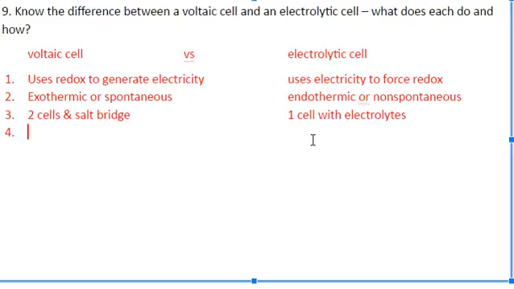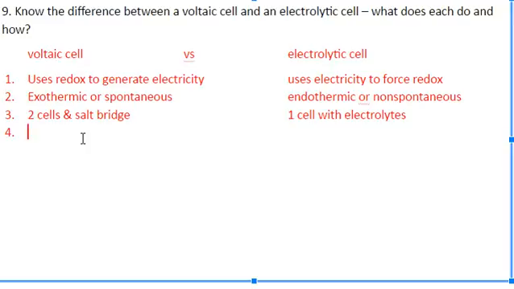So not only to complete the circuit do you need the external wire on each of them, but you need the electrolytes. And because the voltaic cell has 2 cells, the salt bridge connects the electrolytes, whereas in an electrolytic cell, they're free to move within the 1 cell.